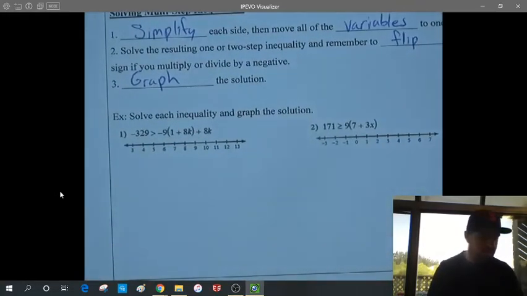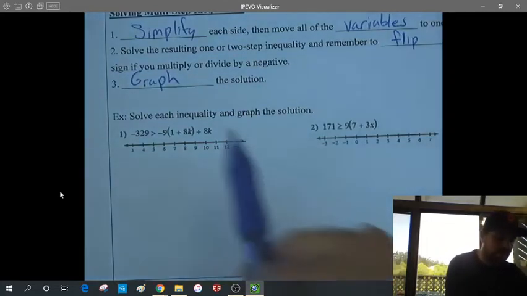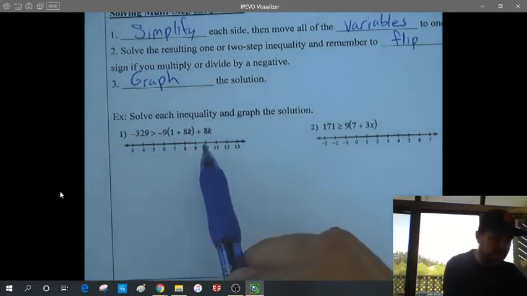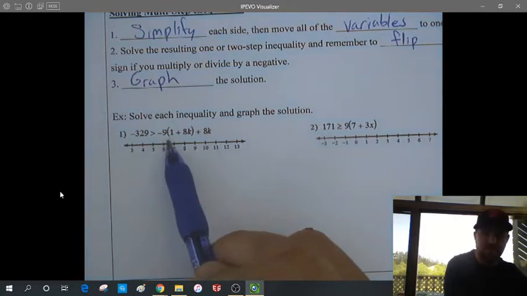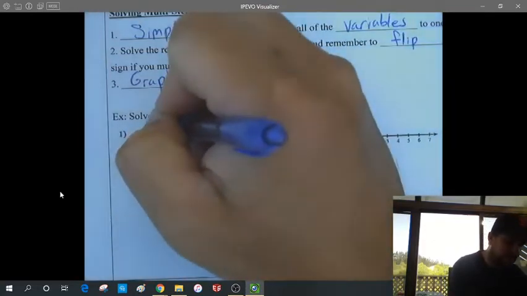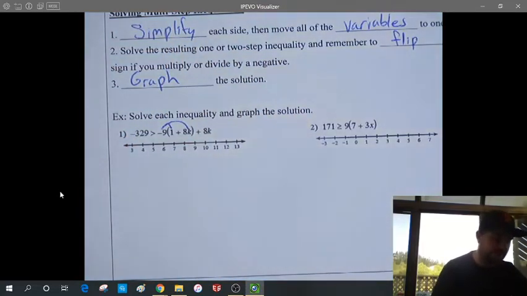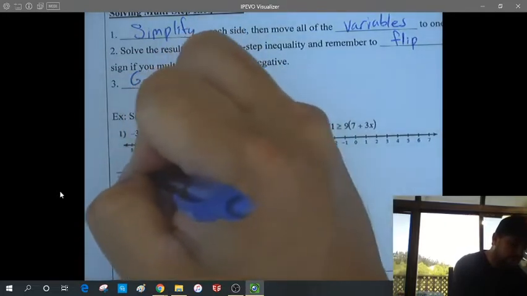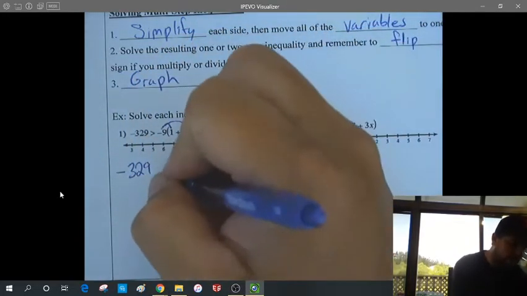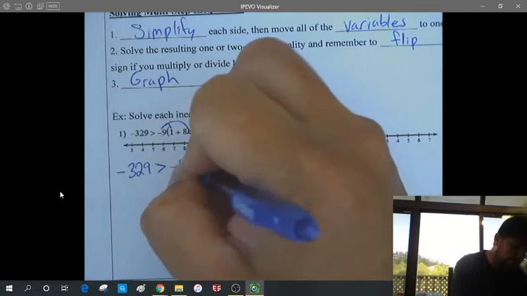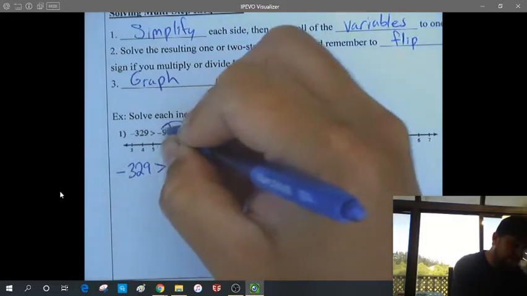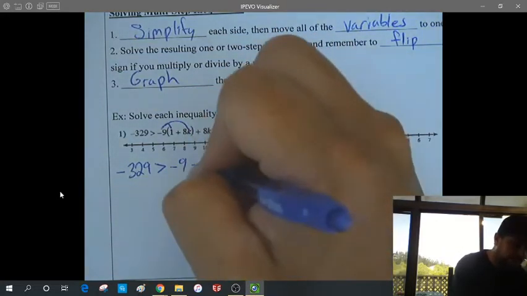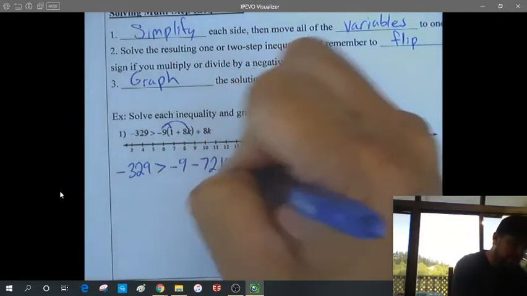So number 1 down here, the example, we're solving the inequalities and then graphing their solutions. So here I have some distributive property that needs to be taken care of over here on this side first, so I'm going to distribute the -9. Everything else stays the same, so -329 is greater than -9 minus, because of the negative times a positive there, 9 times 8k, which will make minus 72k.